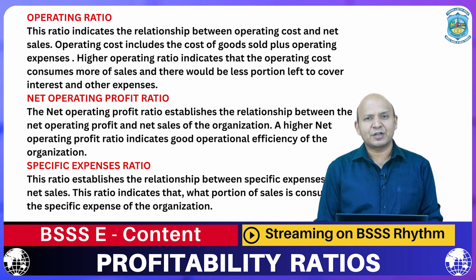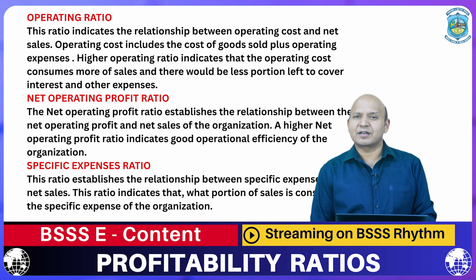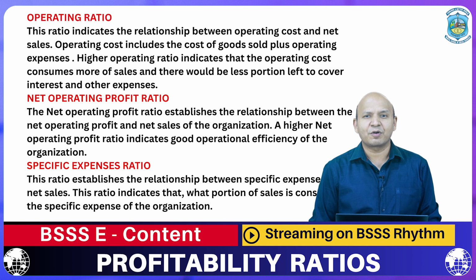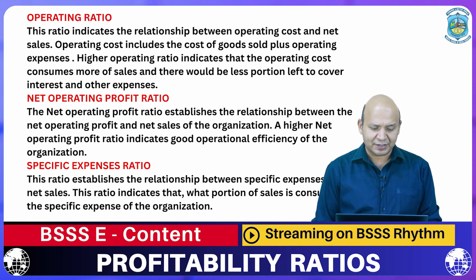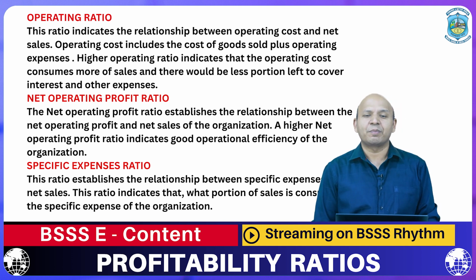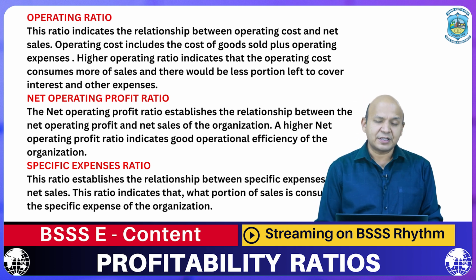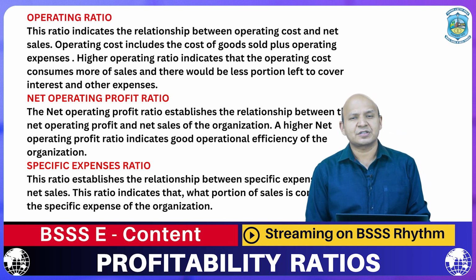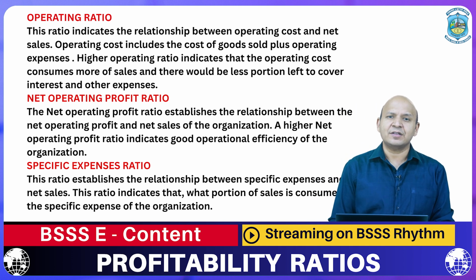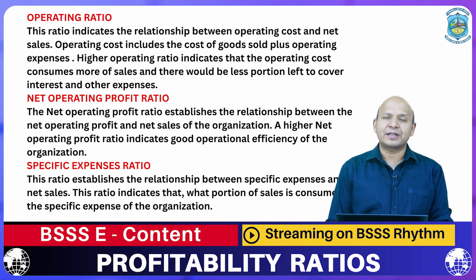The fourth formula that we have taken up was net operating profit ratio. Net operating profit ratio indicates the relationship between net operating profit and net sales of the organization. A higher net operating profit ratio indicates good operational efficiency of the organization. The last one was specific expense ratio. This ratio establishes the relationship between specific expenses and net sales. This ratio indicates what portion of sales is consumed by the specific expenses of the organization.